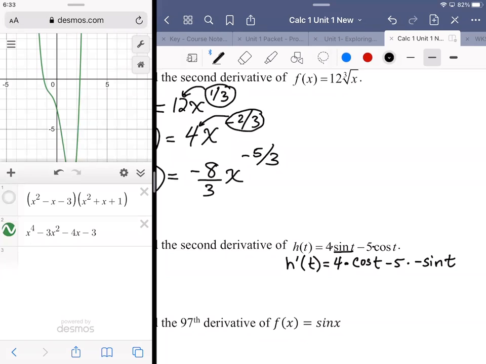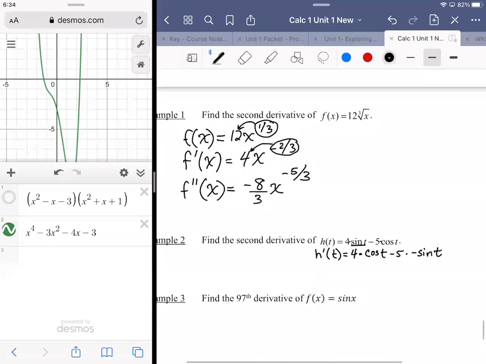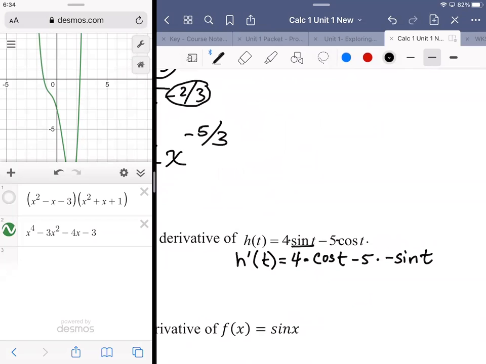Now, I mentioned before that you shouldn't simplify unless the question directly tells you to. However, this one didn't directly tell us to, but we have to take a second derivative, so it's probably in our best interest to clean it up just a little bit. So 4 cosine of t plus 5 sine of t. When I take my second derivative, it's a little easier, right? So hang on to my 4, multiply by the derivative of cosine of t, which is negative sine of t.